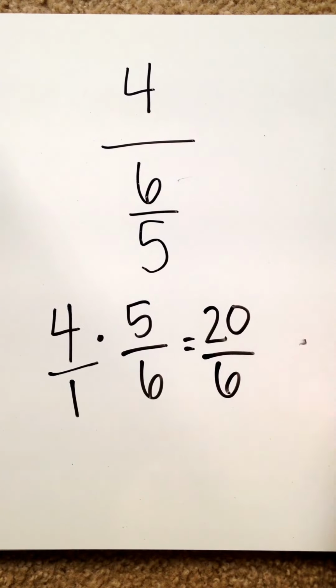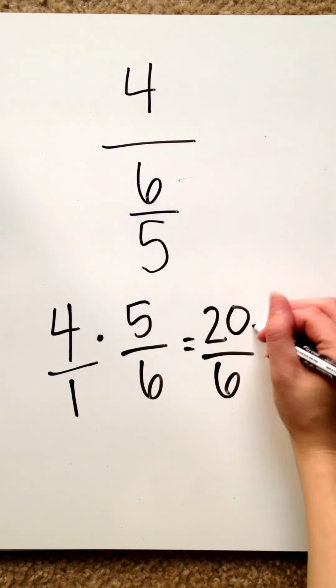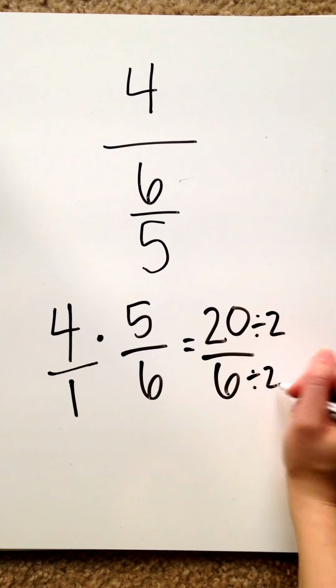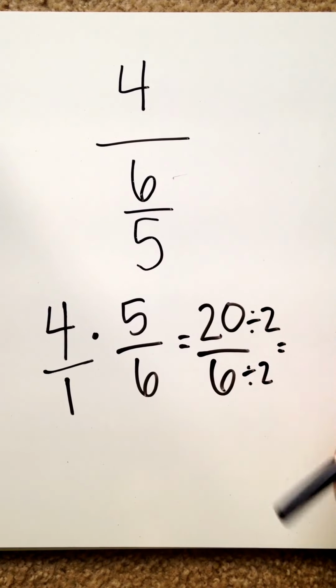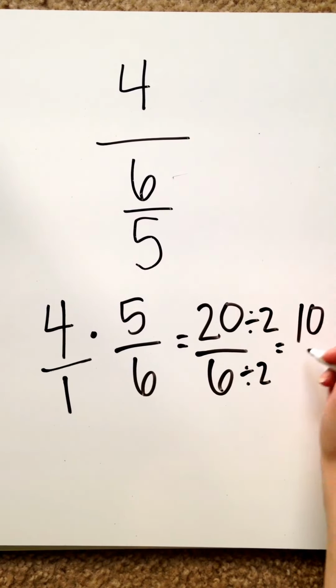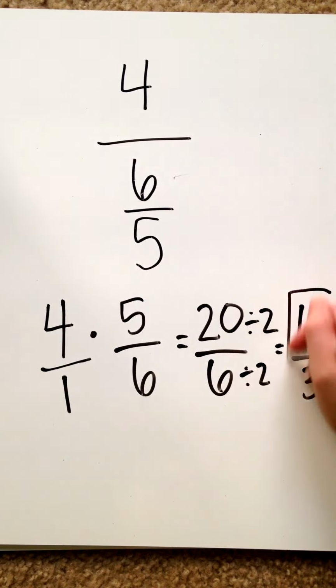Now 20 over 6, we can reduce. They both have a 2 that we can divide out. And we'll get our final answer of 10 over 3.